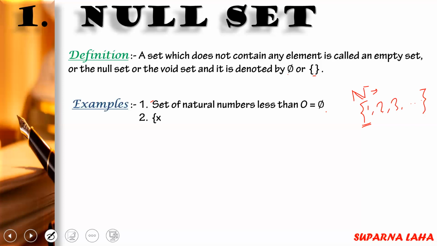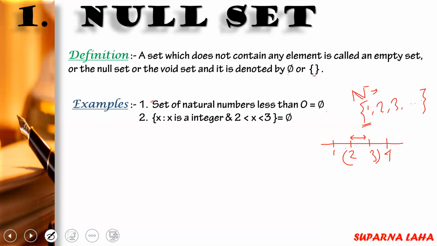Next one is x is such that x is an integer and 2 less than x less than 3. Now in this number line, this is 1, 2, 3, 4. Now you have to find the integer between this 2 and 3. Is there any integer in between 2 and 3?